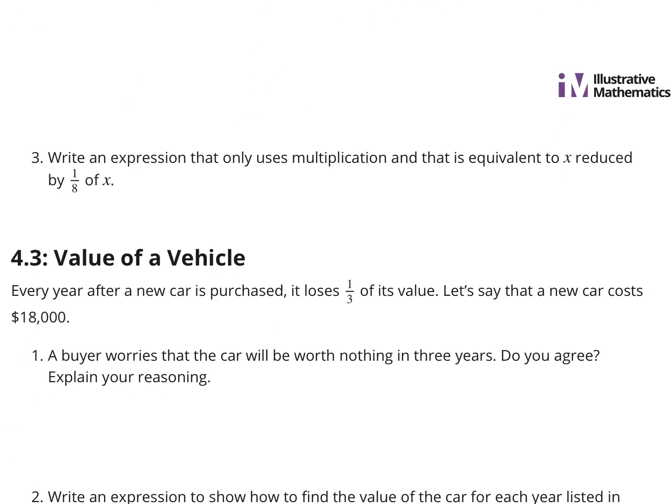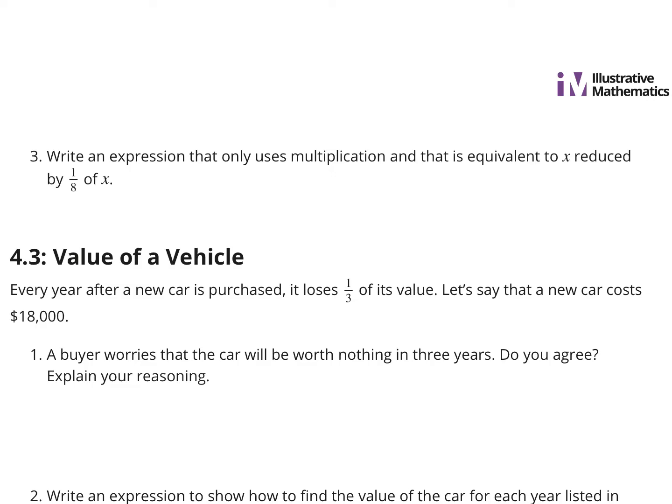So now it says write an expression that uses only multiplication, and that is equivalent to x reduced by 1/8 of x. So go ahead, pause the video, and answer this question. All right, so if we're doing x reduced, so that's subtraction, by 1/8 of x, essentially we're doing 1x minus 1/8 x. Well, 1 minus 1/8 is 7/8. So our expression would just be 7/8 x.